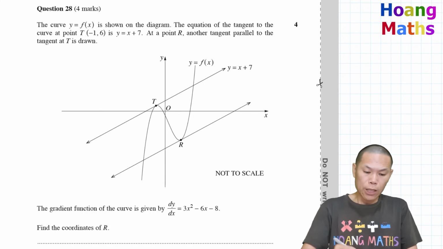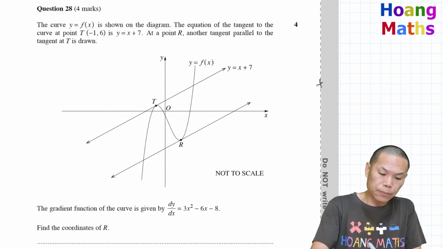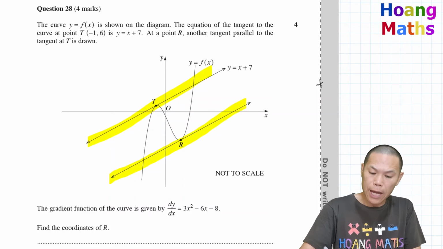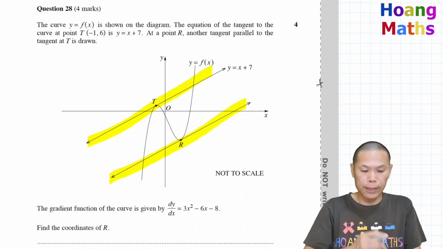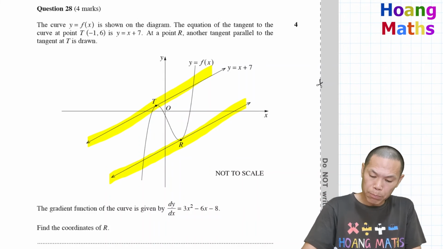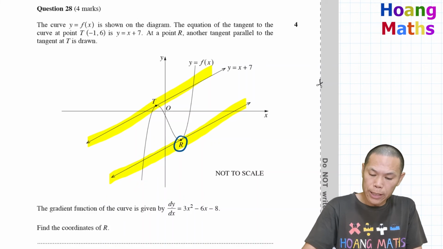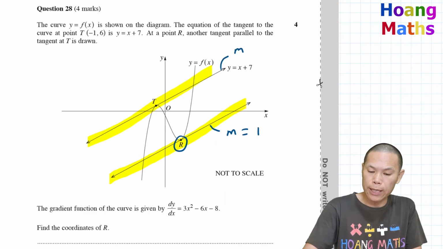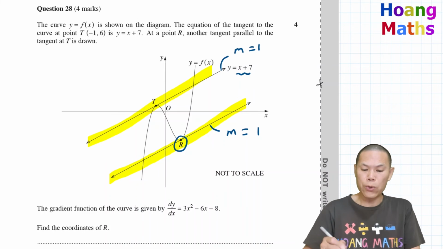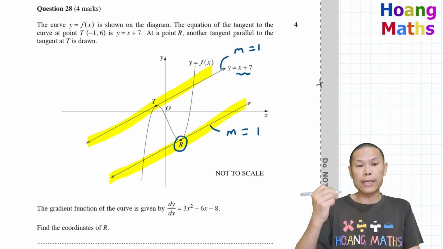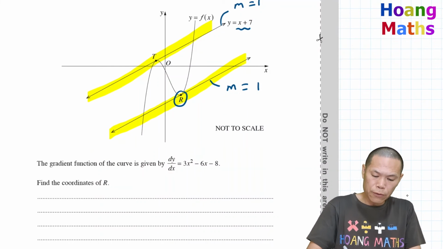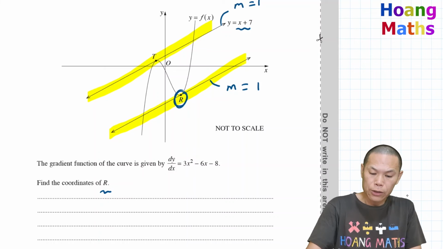Question 28. So first of all, we know that this line here is parallel to this line. That means they have the same gradient. So in other words, at point R, the gradient of this line is equal to 1, because this gradient here is 1, because y equals x plus 7. So we understand the graph so far. So now what we need to do is find the coordinates of R. So therefore, we know R has a gradient of 1.